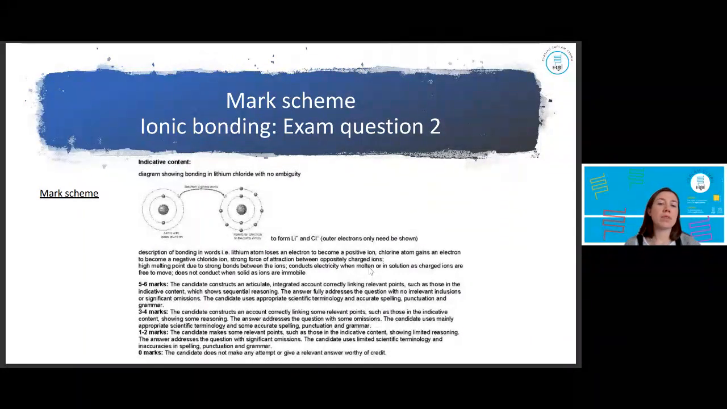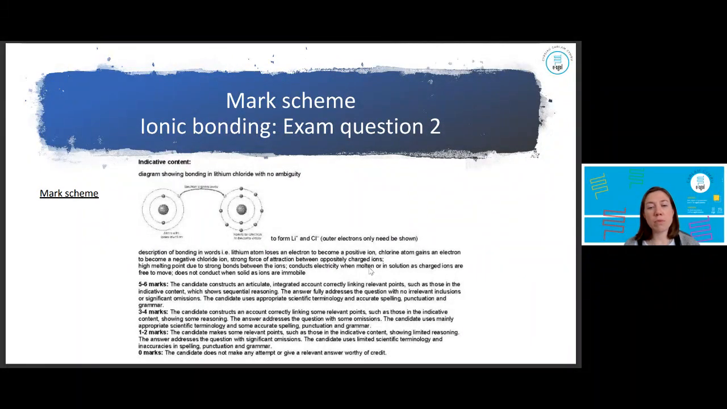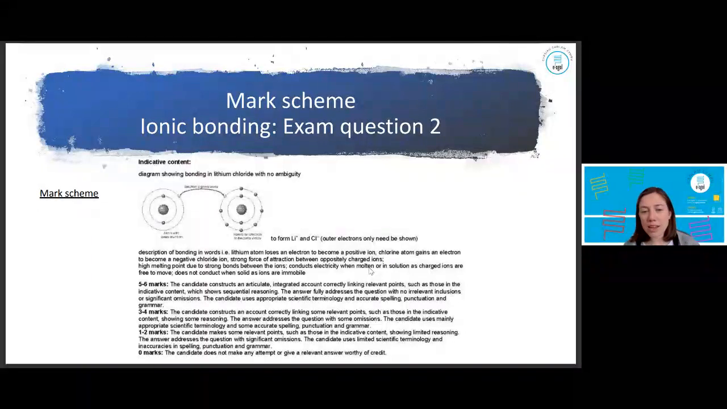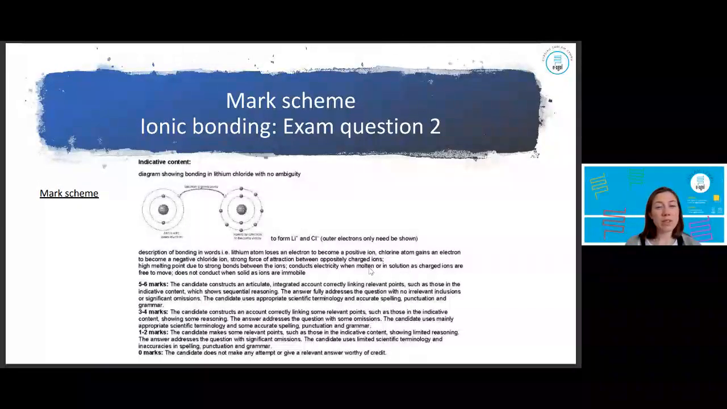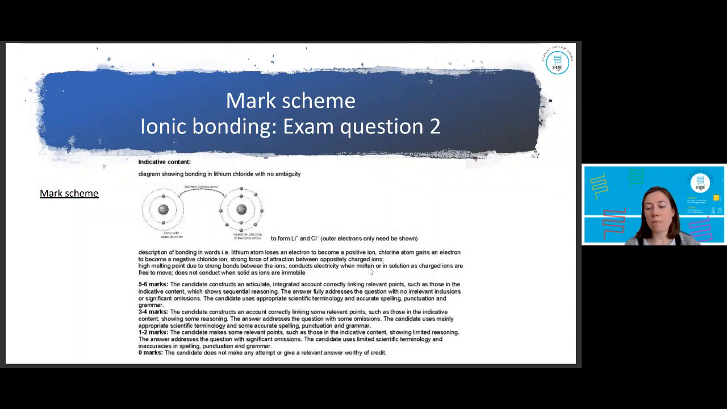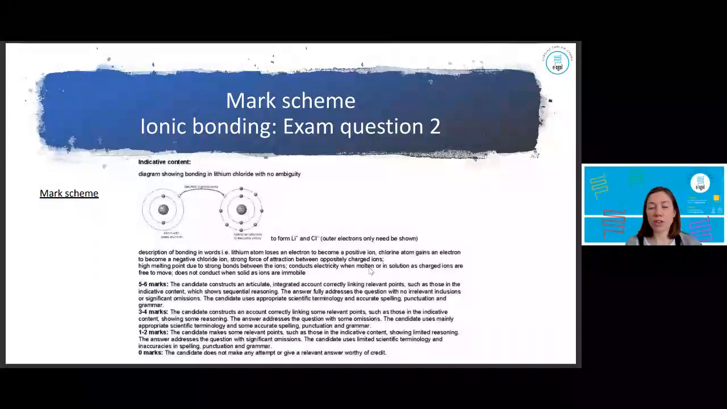Also, don't make mistakes between atom and ion. Lots of marks are lost there. Make sure you've got the right charges and so on. So have a look at that mark scheme. That's a really good question there. A really good example of a question that you might have.